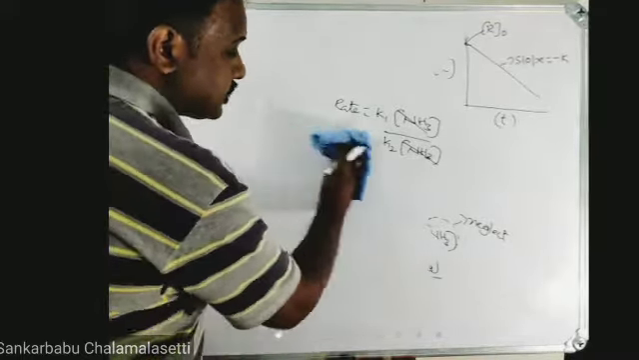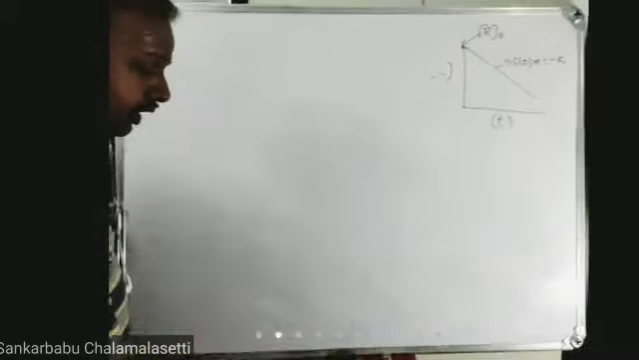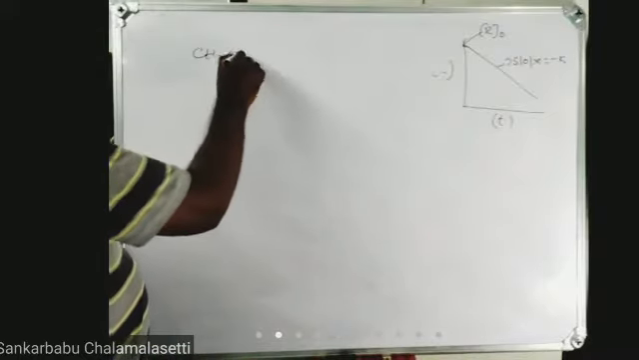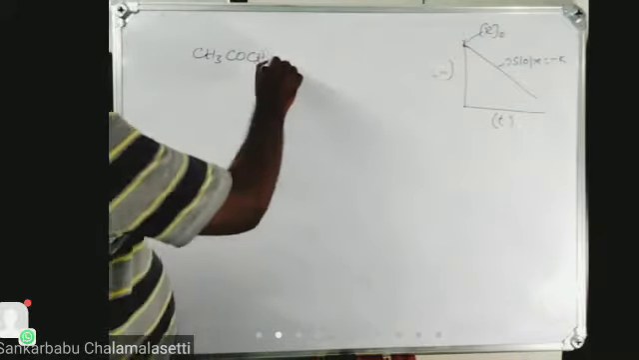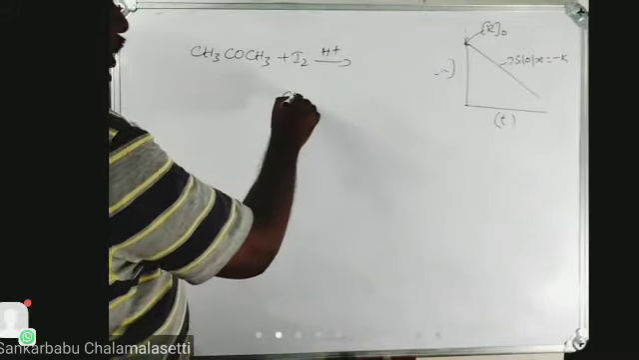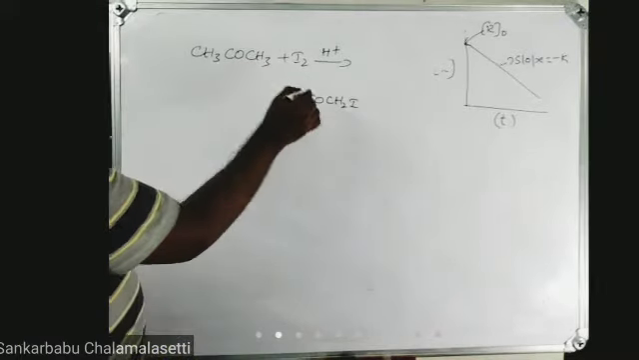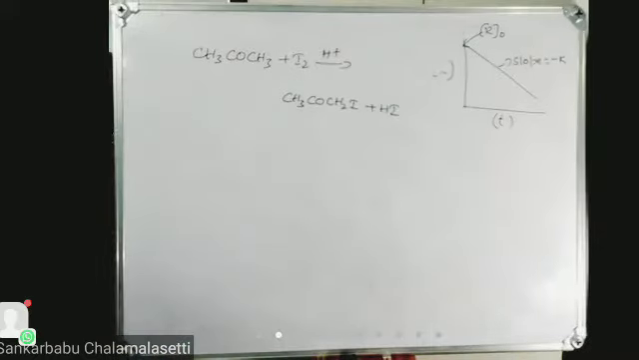In the previous classes we saw some of the examples. Now let us see one more example, that is acetone, CH3COCH3. When acetone is treated with iodine in an acid medium, one of the hydrogens is replaced, giving CH3COCH2I and HI. It is another example of a zero order reaction.